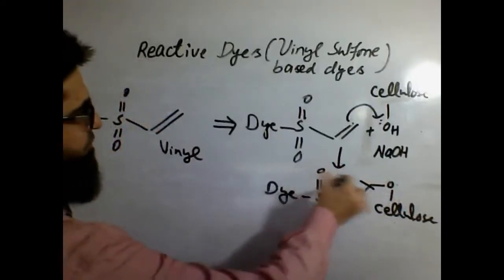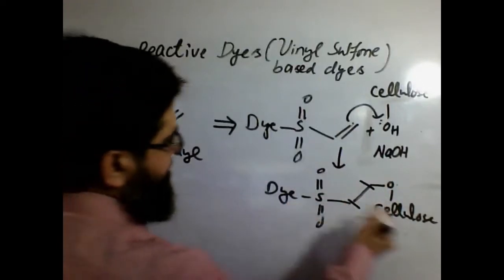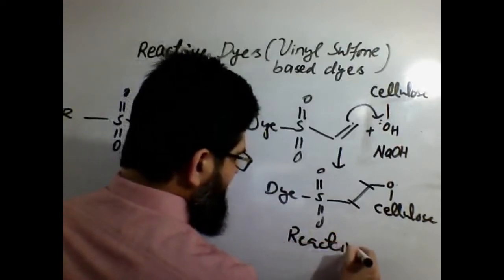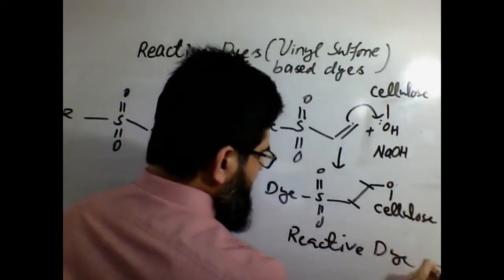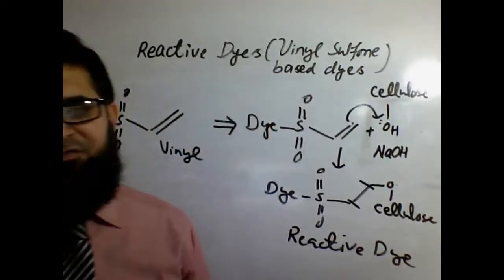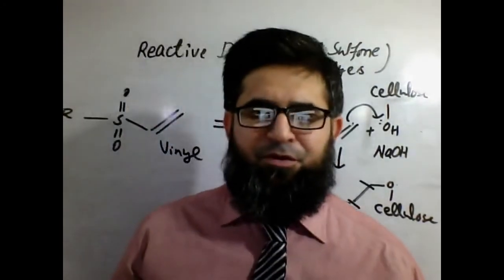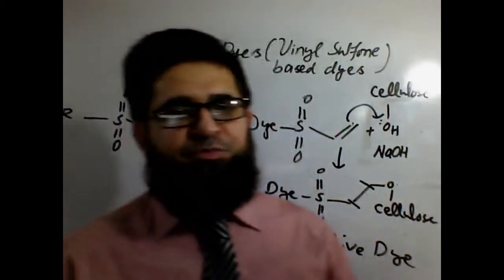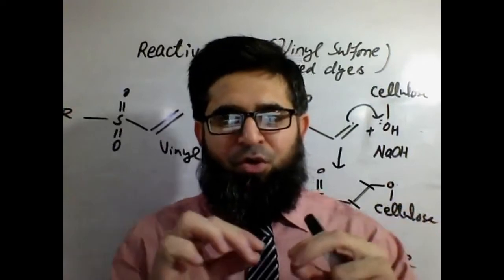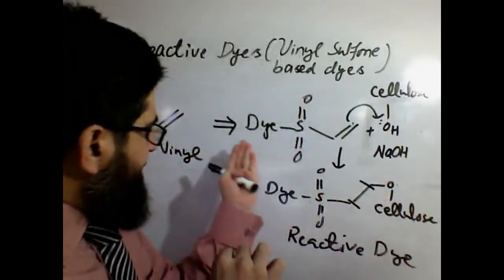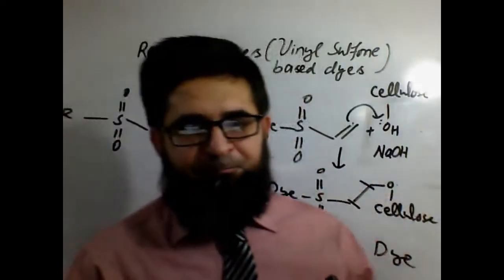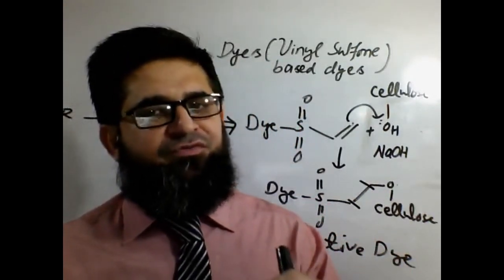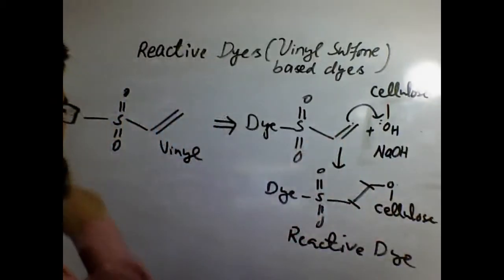So due to the formation of this bond, this dye is called a reactive dye, and this reactive dye is basically a vinyl sulfone based reactive dye, because in the previous case the reactive dyes were based on cyanuric chloride. Over here the reactive dye is based on vinyl sulfone. So this is how they are supposed to be.